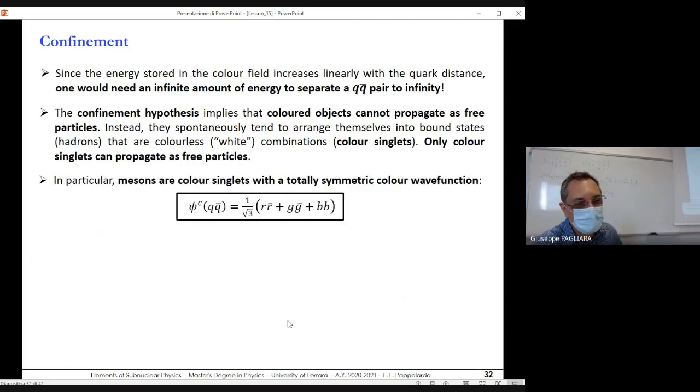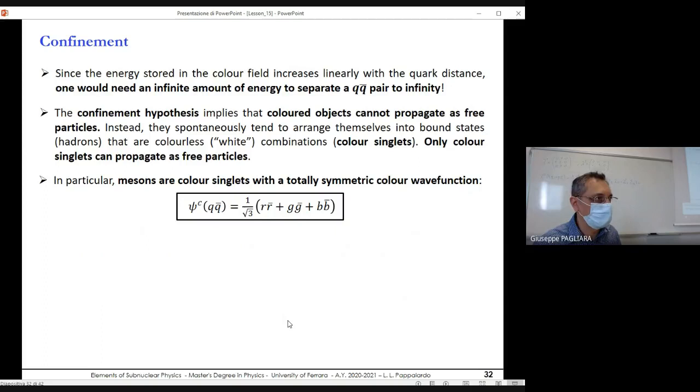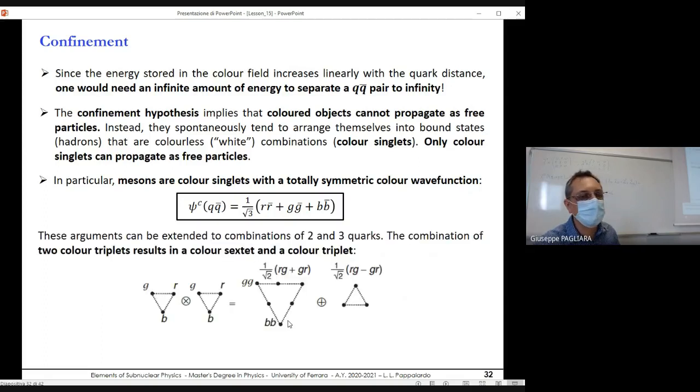What about mesons? In particular, the mesons are color singlets with a totally symmetric color wave function that you see here. Red anti-red plus green anti-green plus blue anti-blue. Whatever you exchange, you get exactly the same. This is for a system of quark-antiquark, which are mesons. What about the system of quark-quark, a two-quark system?